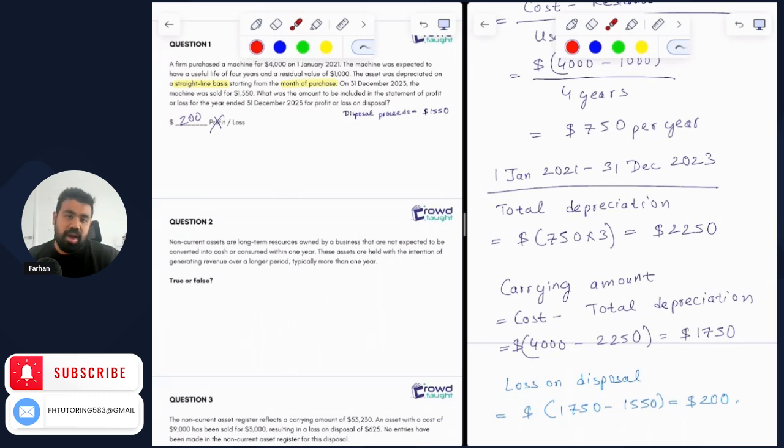So, on a long-term basis, the business wants to make sure that these non-current assets are not sold. So you do not sell them. Your main intention is to just buy them and use them for generating revenue. So obviously, this is a true statement. When you select the answer for question 2, you just simply select that it's a true statement. Okay? All right, so let's move to question number 3.